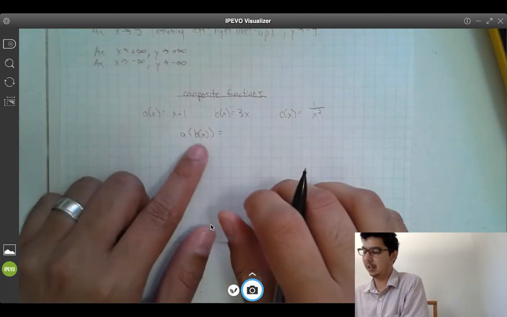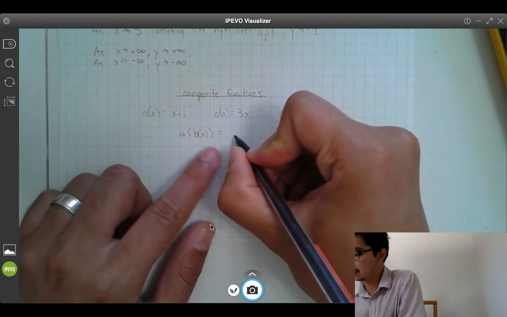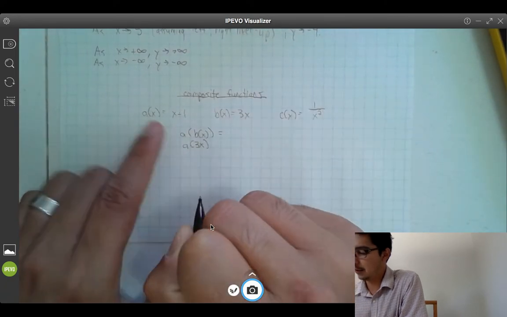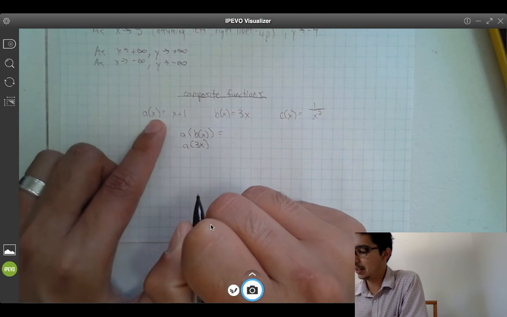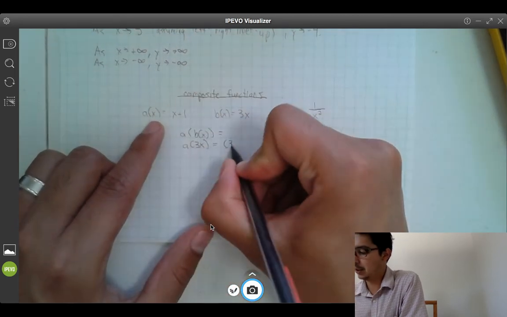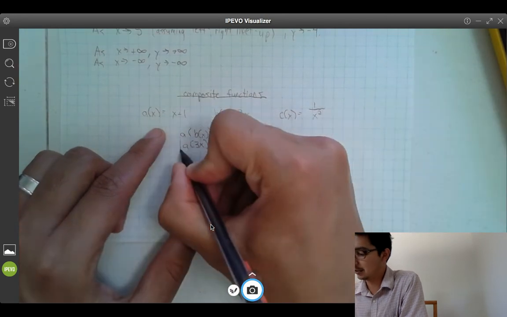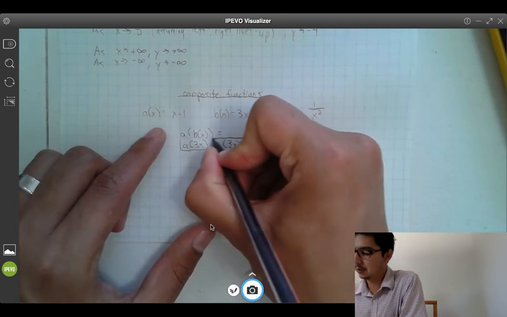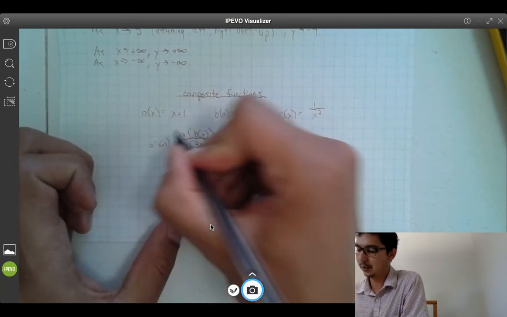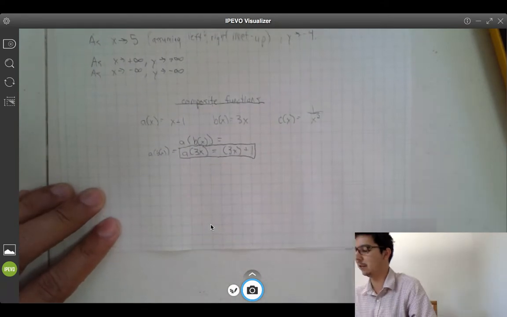in which you're taking b of x as your input for a. So if b of x is 3x, I could actually write this as a of 3x. Everywhere in my function a where I see my input x, I'm going to actually input 3x. So then that's going to become 3x plus 1. And I guess that's all you can simplify. So there's a of b of x, and it's a composite function because it's composed of two functions.